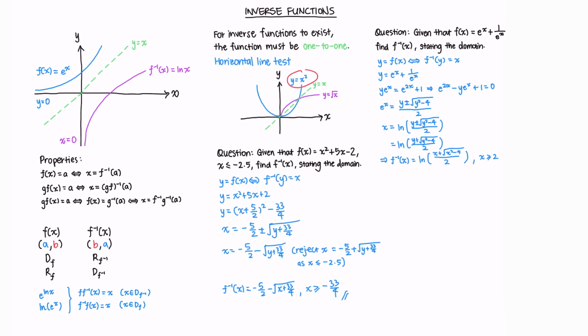Let's look at this function y equals x squared. I can draw a horizontal line that intersects the graph of y equals x squared more than once. It intersects it here and here. This means that I failed the horizontal line test and my function is not one-to-one. Hence x squared does not have an inverse function.